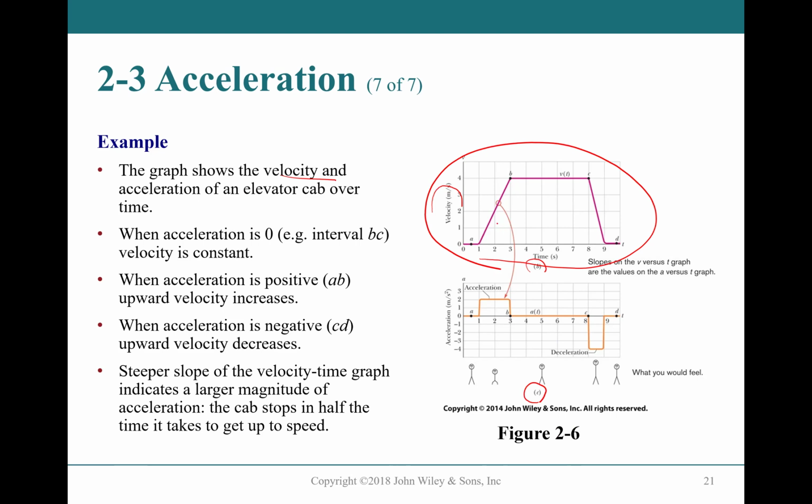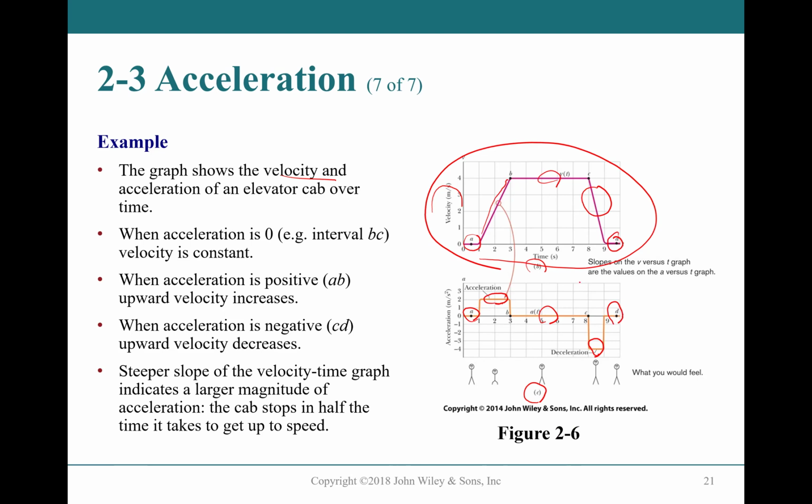Velocity's first derivative is acceleration. So you take the derivative here, horizontal line, you are going to get 0. And this guy here, horizontal line, you are going to get 0. And this guy here, you are going to get a negative acceleration. And this guy here, you are going to get 0 as well.